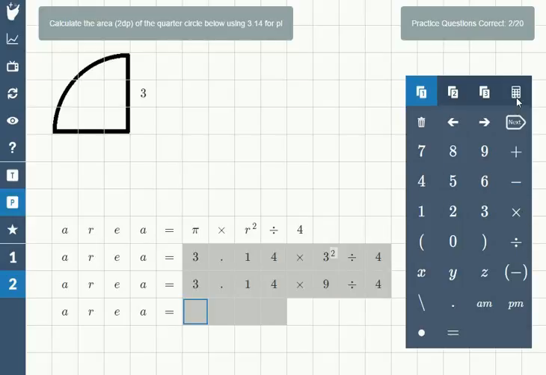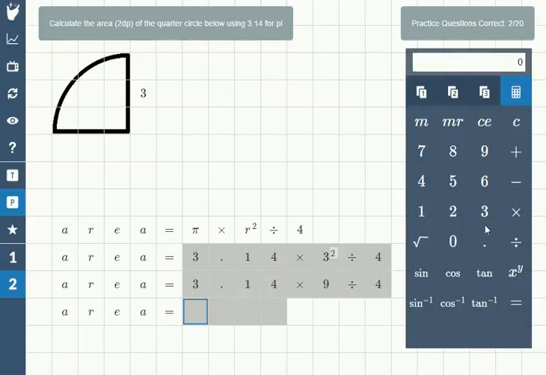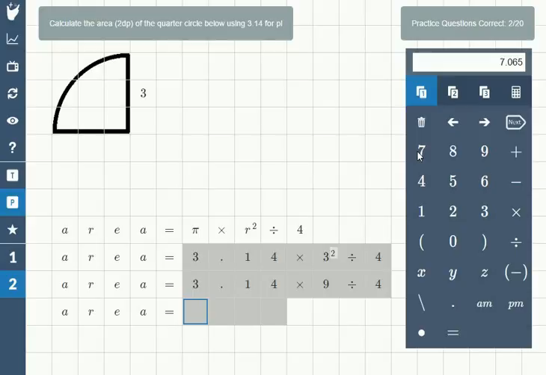4. And then to find the final answer, we can pop over to the calculator tab and do 3.14 times 9 divided by 4, which gives us an answer of 7.065. Now the question wants us to round to 2 decimal places, so we'll have to round that up from 7.065 to 7.07. And if we pop over to the first tab, we can put 7.07 into the answer boxes to complete the question.